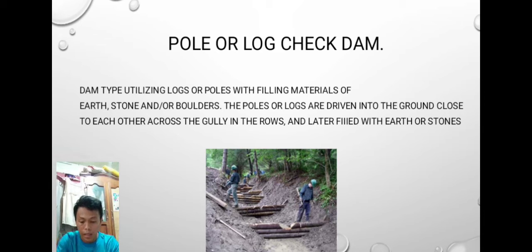So, the purpose of the pole or log check dam is to reduce the flow velocity of the water.